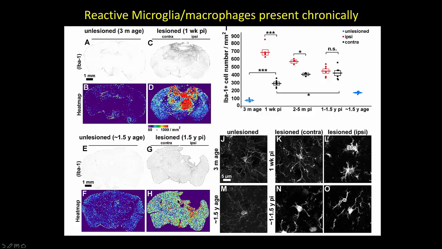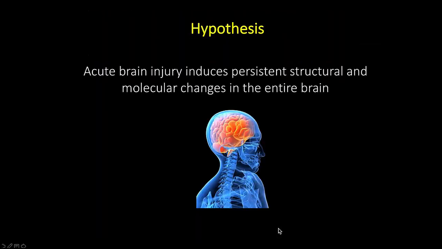So it looks like there is a chronic neuroinflammation, which is also associated with chronic neurodegeneration, which is more evident at dendritic spine level. And based on this data and many other data I skipped today, we believe that acute brain injuries such as traumatic brain injury or stroke induce persistent structural and molecular changes in the brain, not only at the lesion site, but throughout the entire brain. So the entire brain is being affected over months and years.